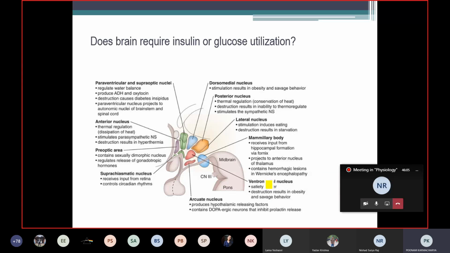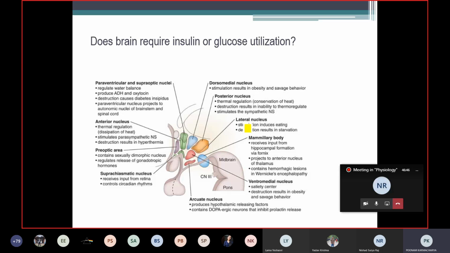Now this ventromedial nucleus requires insulin for glucose entry. When there is insulin, the glucose will enter into the ventromedial nucleus, right? And this satiety center will get satiated, or full. When they are satiated, they will inhibit the lateral nucleus. The lateral nucleus, as I told you, is the feeding center. So when the VMN, the satiety center, gets stimulated, it will inhibit the lateral nucleus, and thereby it will inhibit feeding, right?